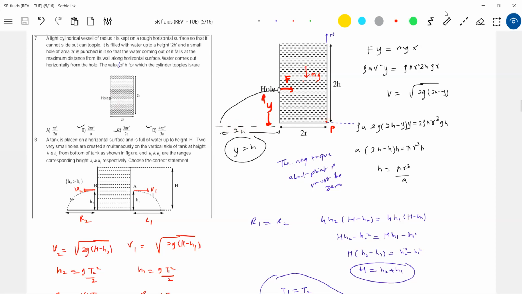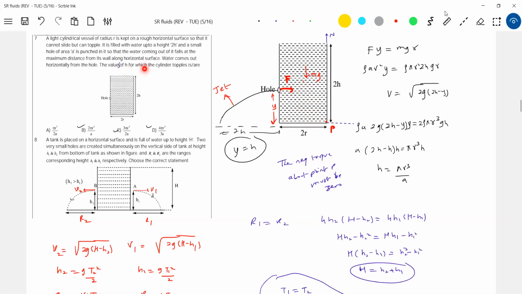Okay, this is a jet. Take it now, this one. So what should be y? y should be h by 2 for maximum range. Now for this one, the emerging jet will exert a thrust force, that is F, and there is a weight acting and a normal contact. It is kept on a rough surface, so there is no question of it sliding.